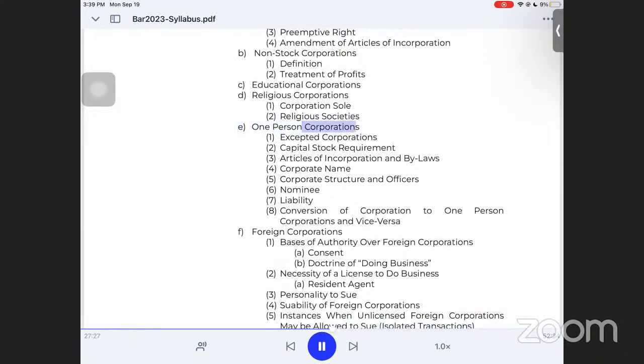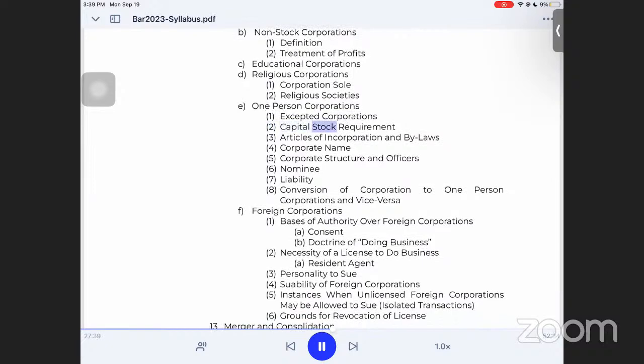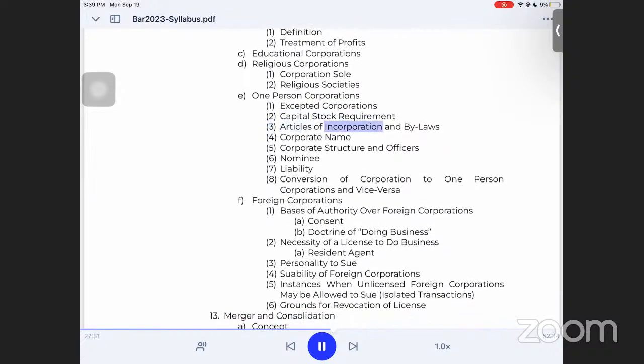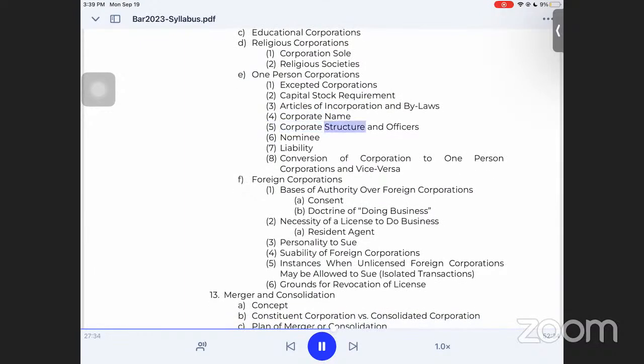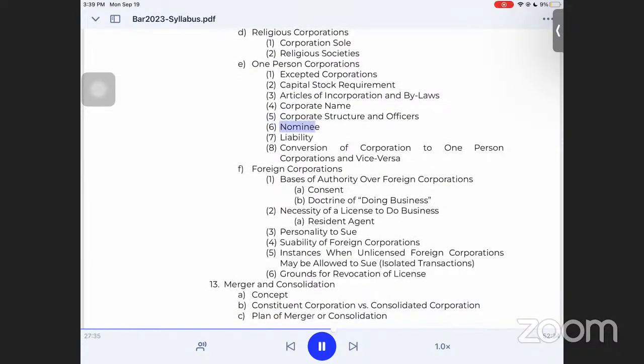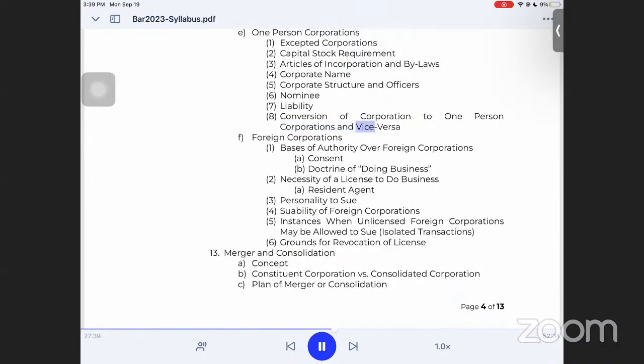E. One-person corporations. 1. Accepted corporations. 2. Capital stock requirement. 3. Articles of incorporation and bylaws. 4. Corporate name. 5. Corporate structure and officers. 6. Nominee. 7. Liability. 8. Conversion of corporation to one-person corporations and vice versa.